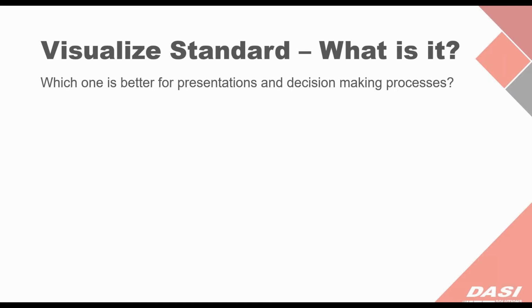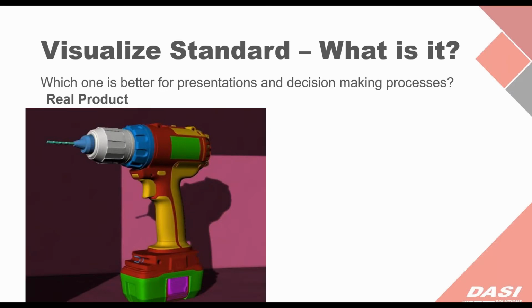So the first example I have here is this drill. And the question I want to answer is, which one is better for a presentation and a decision-making process? The one that you see here is kind of the real product, right? It's a model with some appearances and colors added. It looks okay, but nothing spectacular happening here. Kind of bland, kind of boring, just some general colors, right?